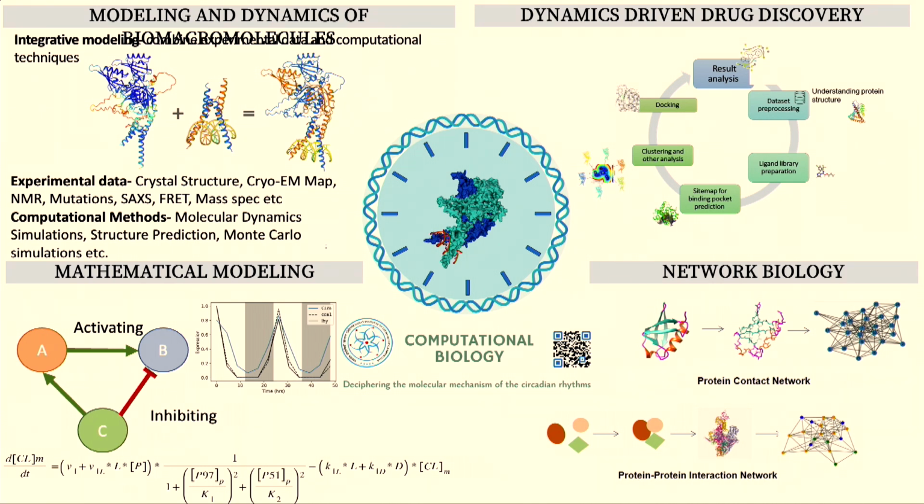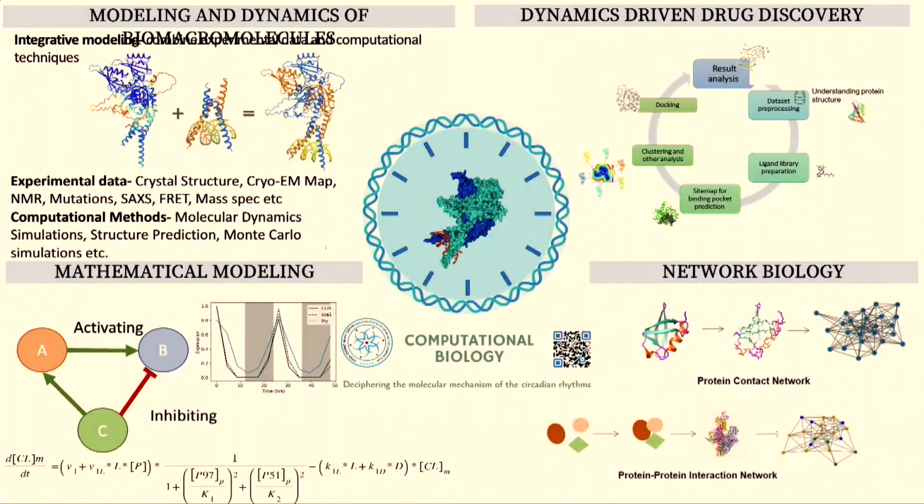So basically, these are 4 major areas in which our group works at IIT Gandhinagar. One major area is modeling and dynamics of biomacromolecules. In this, we use integrative modeling methods, which essentially means we collate all possible experimental information, at different spatial and temporal resolution, and use computational methods to come up with the structure and also to study the dynamics of macromolecules. Some part of it I'll show today.